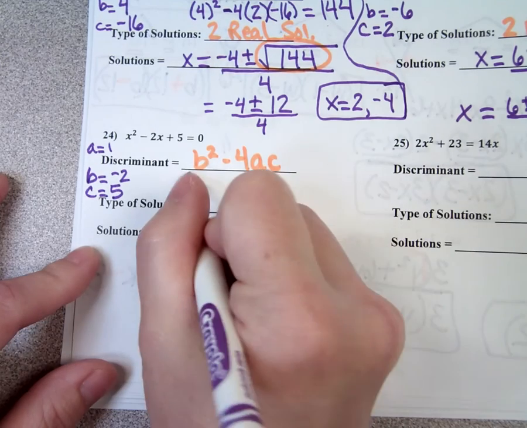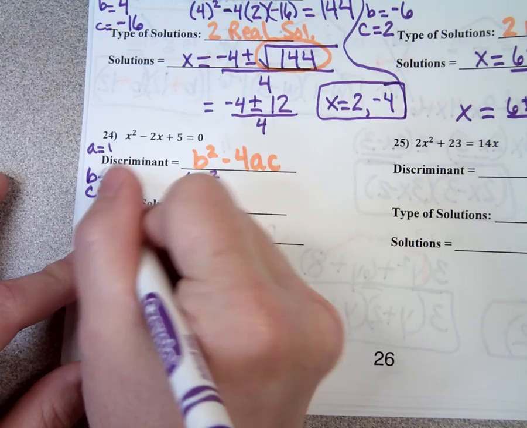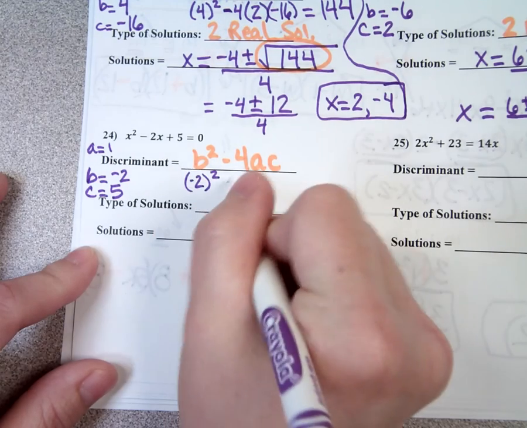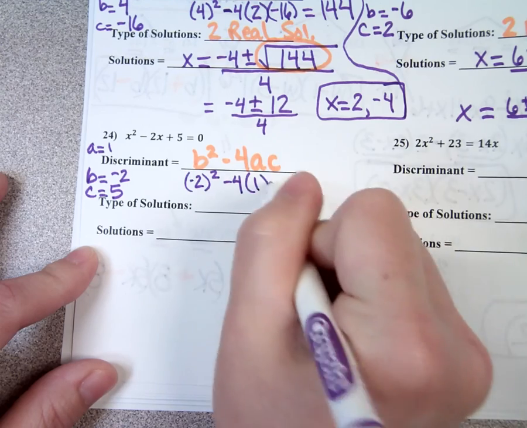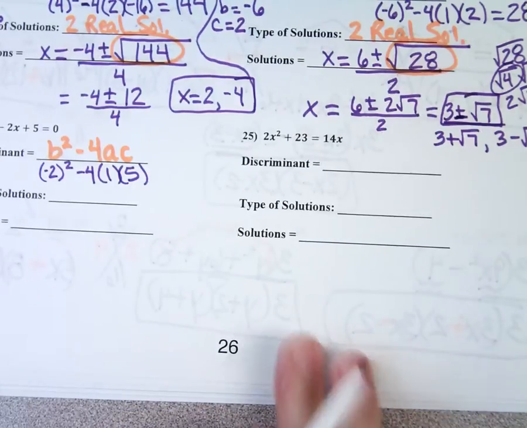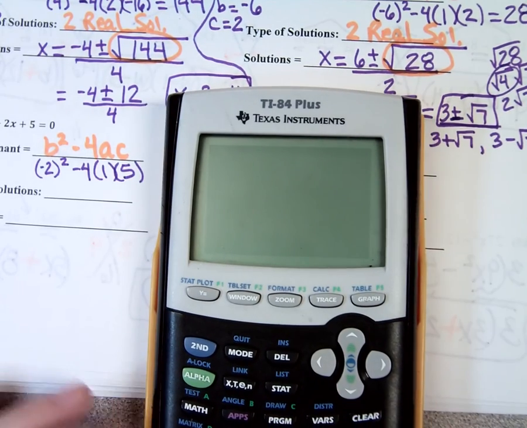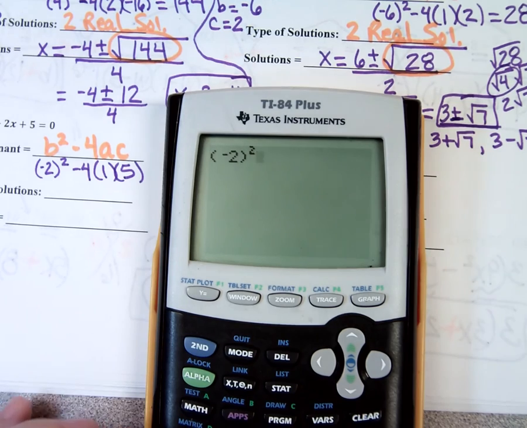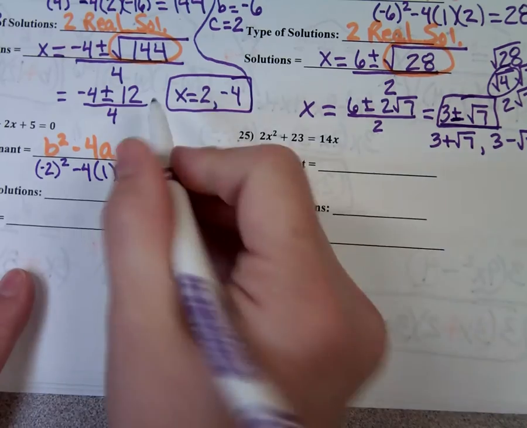So where the B is, I slap down the parentheses with the squared on the outside. What's our B? -2. Recopy -4. Slap down parentheses. What's the A? 1. Slap down parentheses. What's the C? 5. And now it's calculator time. So in the calculator, we type it in. Parentheses, -2, close it, square it, -4, parentheses 1, parentheses 5. And we get a -16.